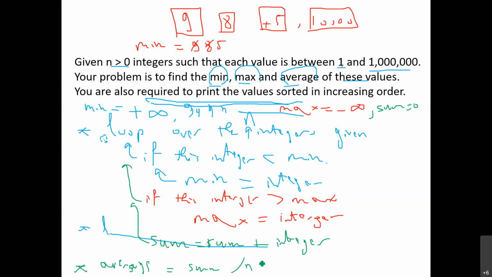The last part: you are required to print the values in sorted increasing order. You've taken a bunch of sorting algorithms, so you can pick whichever one you want. But there's a reason why we said the values are between 1 and 1 million. That's sort of useful information.